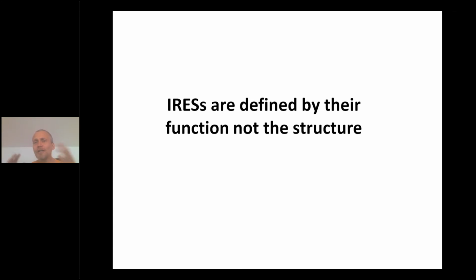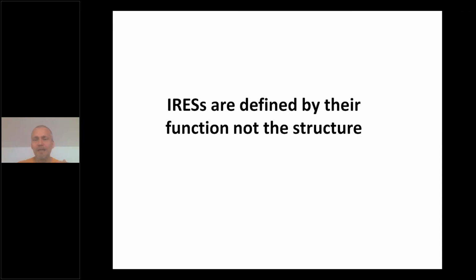And all these IRESs were really different. Many of them have different structures, or people claim that only sequence is responsible for binding the ribosome and so on. So the important thing is to remember that IRESs by themselves are defined only by their function, not the structure. You can have different structures which do the same or similar things.